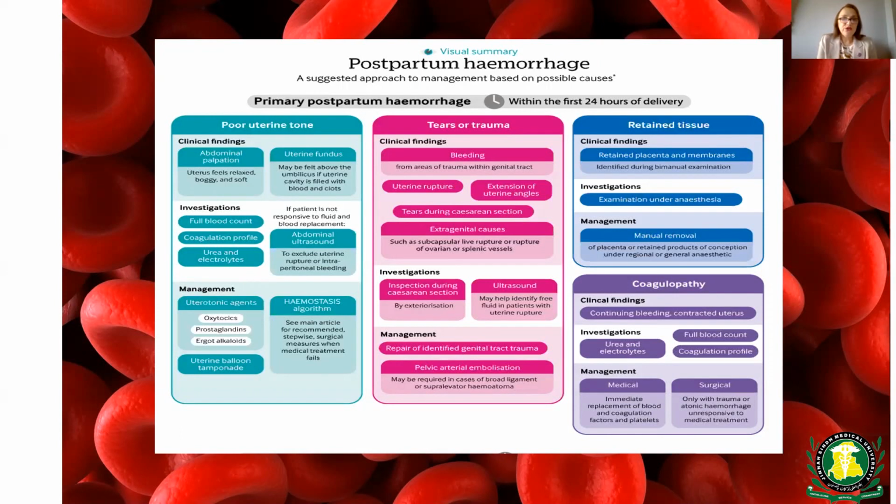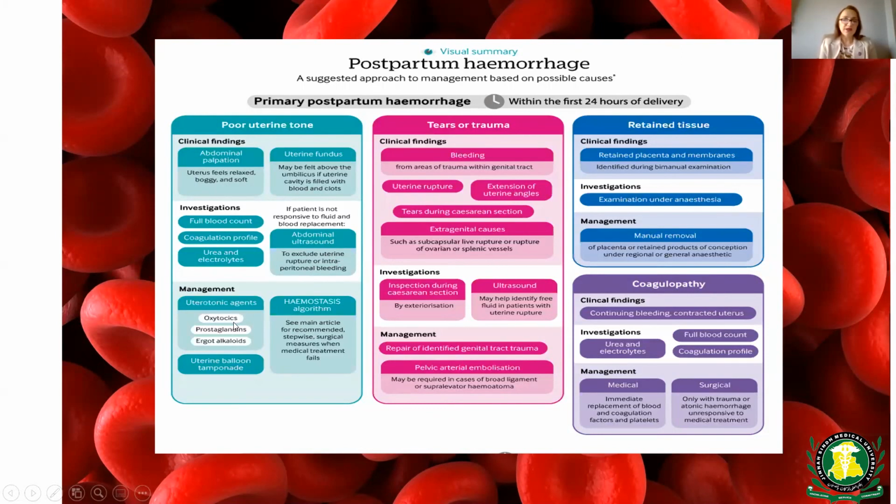So if there is a poor uterine tone, feel the belly, the uterus feels relaxed and boggy, and the fundus may be felt above the umbilicus. If the uterine cavity is filled with blood and blood clots, send a full blood count, a coagulation profile, and U&Es, the urea and electrolytes. If the patient is not responsive to fluids and blood replacement, do an abdominal ultrasound to exclude a uterine rupture or an intraperitoneal bleeding.